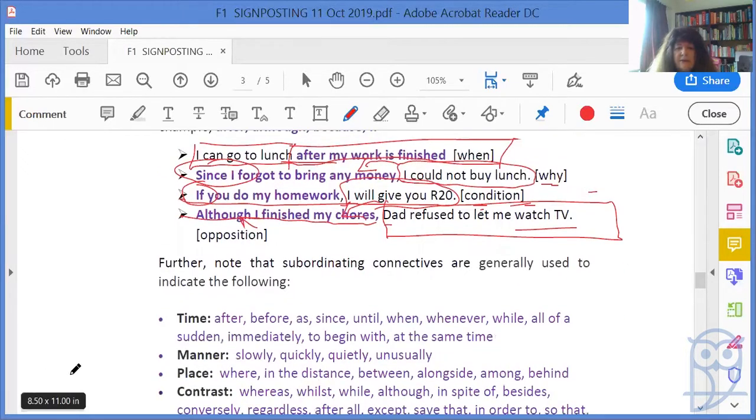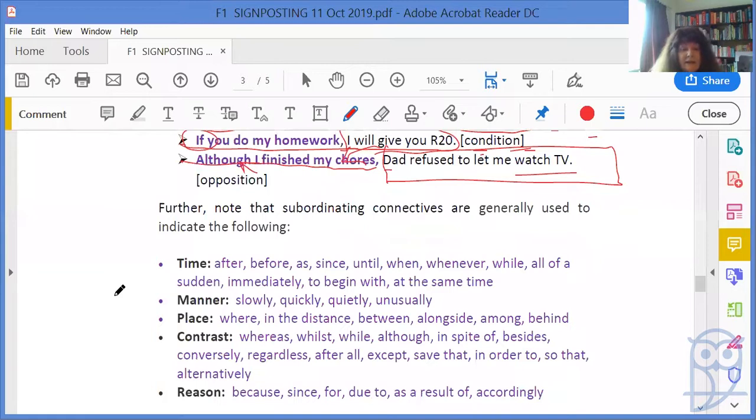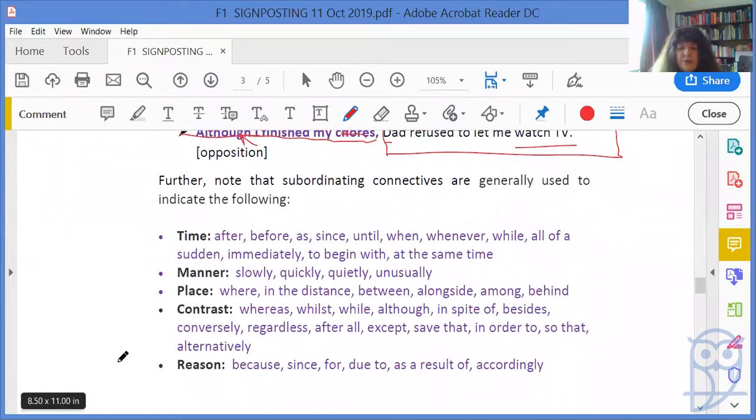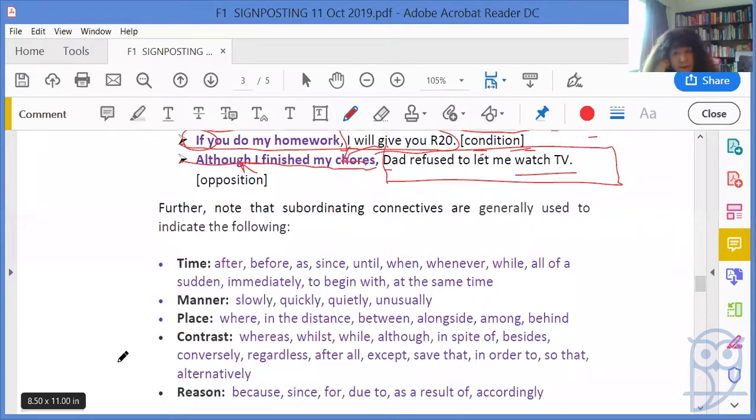All right, another thing to note about subordinating connectives. Note that the subordinating connectives are generally used to indicate the following: time, manner, place, contrast, and reason. Okay, so that's when you use your subordinating connective. I mean, if you don't put it in, it just looks like you've got some sort of sentence fragment hanging up in the air. It should be a whole new sentence if you do it that way. So you've got to be careful.